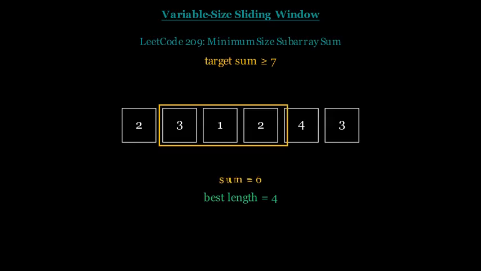Add 4 to the window. Running sum is now 10. Still enough at length 4. But that's not better than what we've already found. Keep shrinking anyway. It might get better still.